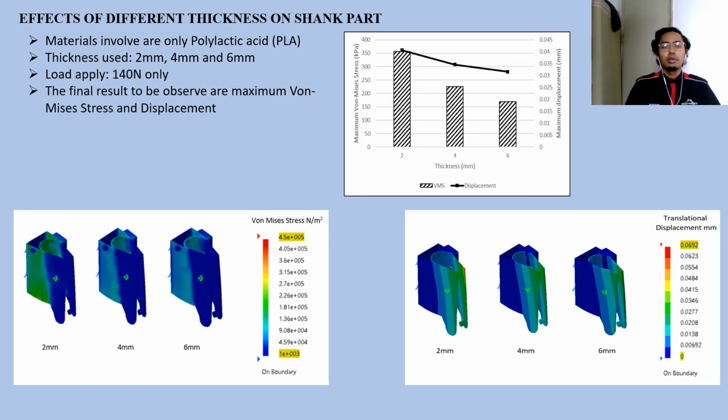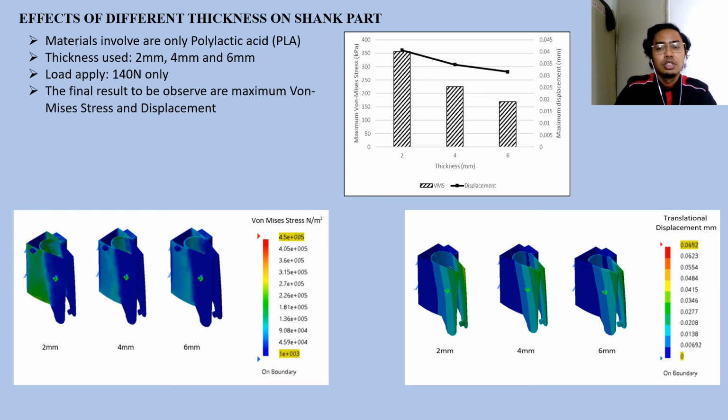Now, we will look at the effect of different thickness on the shank part. The material involved in this section is only PLA. However, three thicknesses will be used: 2 mm, 4 mm, and 6 mm. The constant load applied is 140 newtons. We will look first at the shank part.